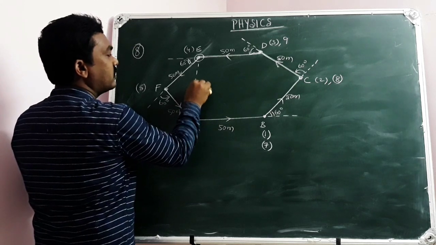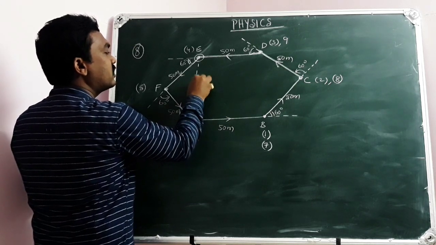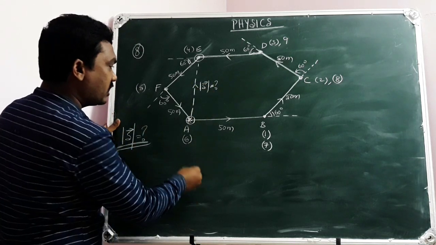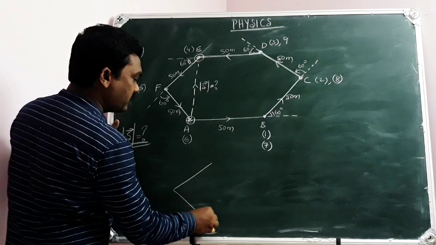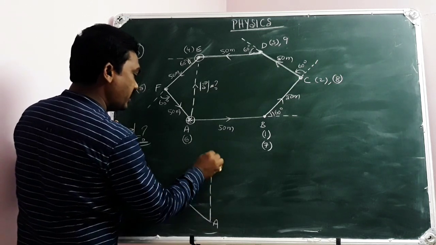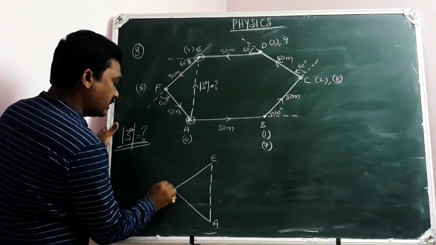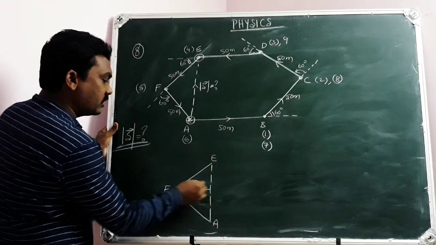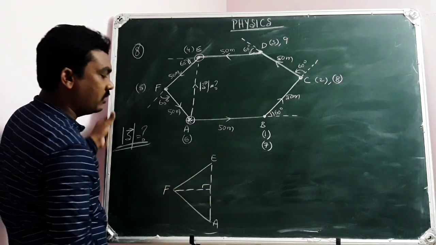This is our required answer, which is the shortest distance from the initial position to the final position. So let us take the geometry of that particular portion. We need to calculate this displacement, which is A to E. Here it is F, of course. Now take the angular bisector here, which is perpendicular.